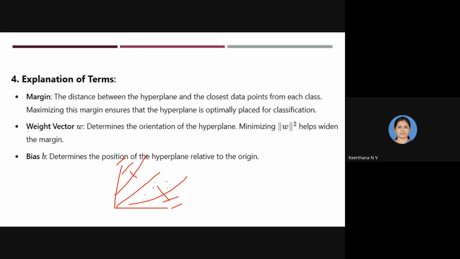The second thing is the weight vector, represented as W. It determines the orientation of the hyperplane, that is, the orientation of the points scattered around the hyperplane. While minimizing the norm of the weight vector, it helps in widening the margin. The third thing is the bias, B. It determines the position of the hyperplane relative to the origin. With respect to this origin, it determines the position of your hyperplane.